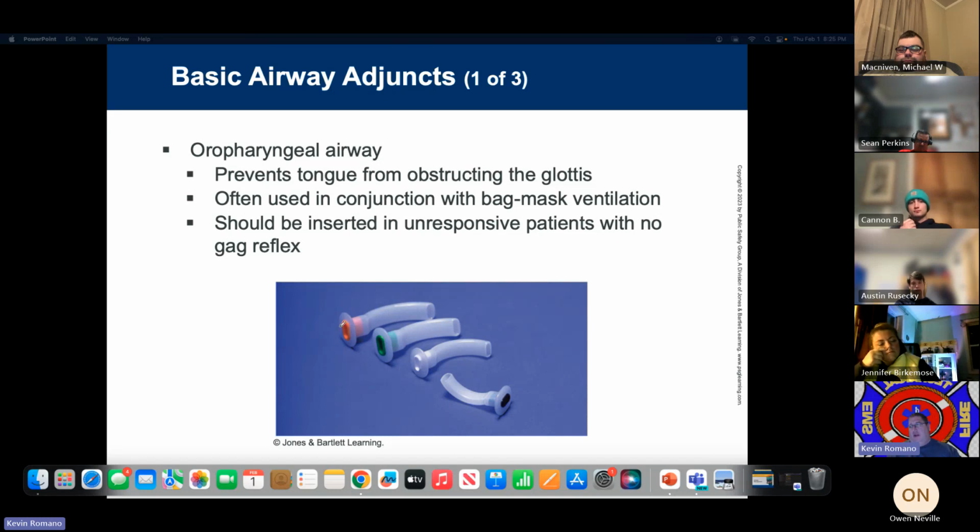This is the flange up here. This will sit on the top of the lips. Remember, they go in, hit the soft palate and turn and drop it the rest of the way in. That's the way I teach it. There's other methods you can utilize too.